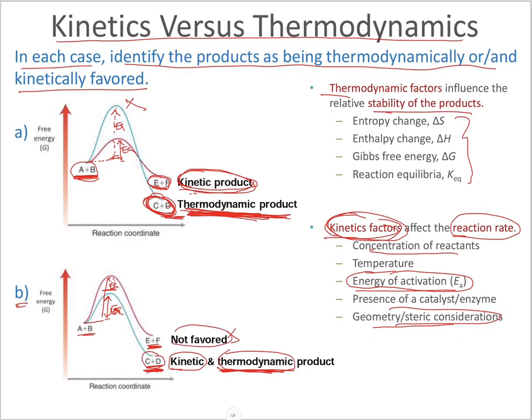So then formation of E and F is not favored by any of those factors. So we are likely going to have C and D being formed in large quantity. It's the one that is favored.